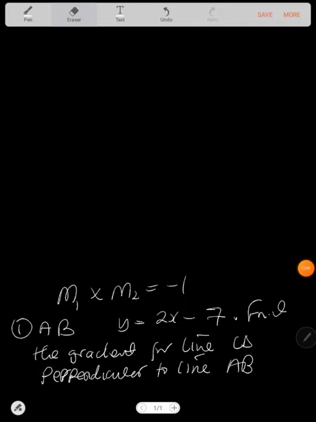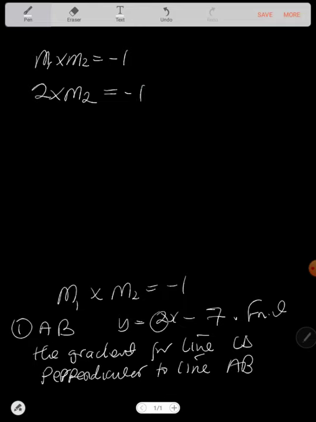So since these two are perpendicular, we know that m1 times m2 is equal to negative 1. So the gradient for this line AB is 2. So let's put it here as 2. Then gradient m2 we don't know for line CD, but this should give us negative 1. So this will be negative 1 over 2, divided by what? 2. The gradient for line CD, which is m2, is just negative 1 over 2.